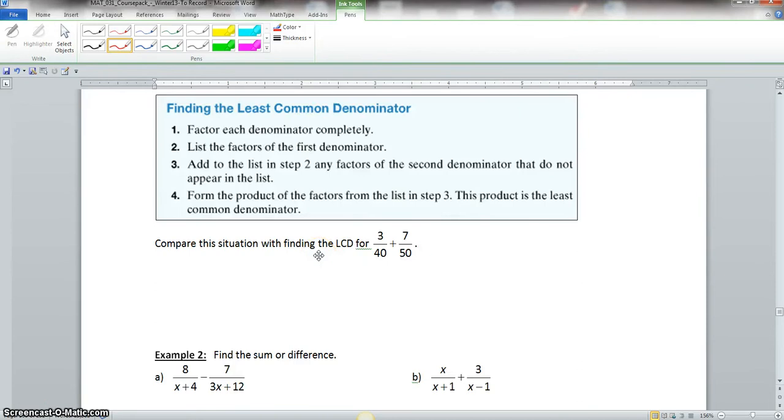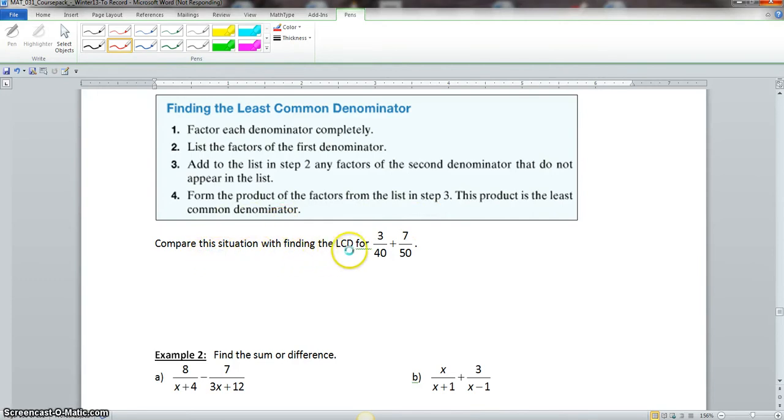Now we come to the next group of problems. But as you notice here, with fractions, we always deal with problems that do not have the same denominator. So we have to find the least common denominator. Number one, we will factor each denominator completely. Then we will list the factors of the first denominator. Add to the list in step 2 any factors of the second denominator that do not appear in the list. Form the product of the factors from the list in step 3. This product is the least common denominator.